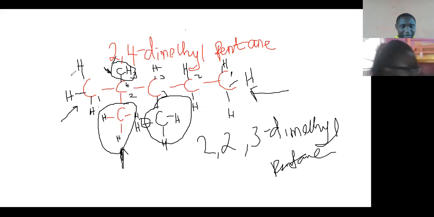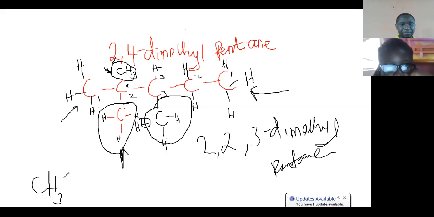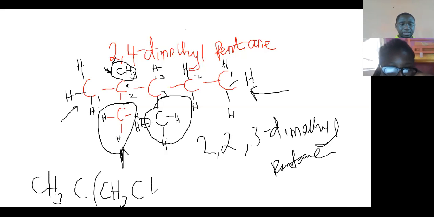Look at this. I'm gonna take this one by one now. Look at the way I'll do this. Do you know that this first one I can take it as CH3? I'm taking this first part. The second part, I'm going to take it as C, bracket. Bracket means that they are branch chains. And I'm going to put CH3.